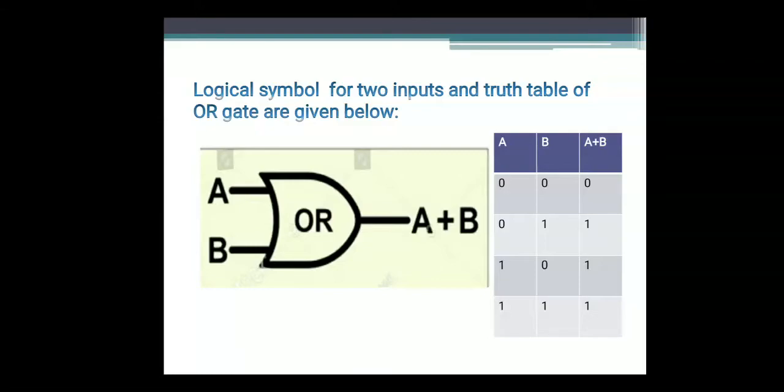If A is 0, B is 0, the output A plus B is 0. A is 0, B is 1, then the output A plus B will be 1, because here if any one of the inputs is 1, then the output will be 1. So here B is 1, then A plus B is also 1. And if A is 1, B is 0, A plus B is 1. And A is 1, B is 1, again A plus B is 1. This is about the OR gate.